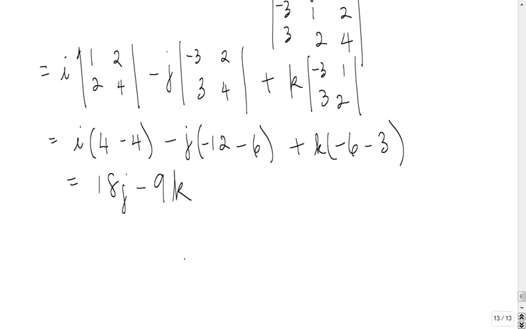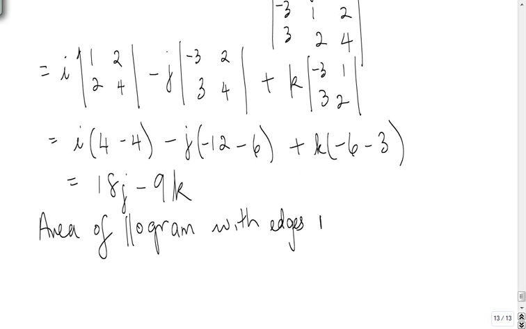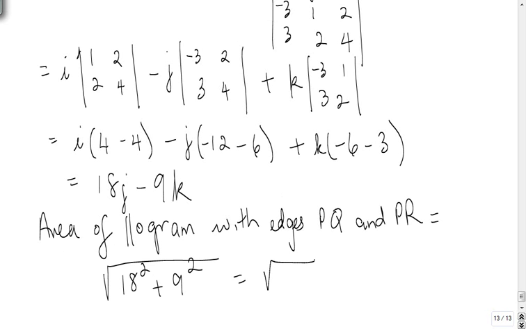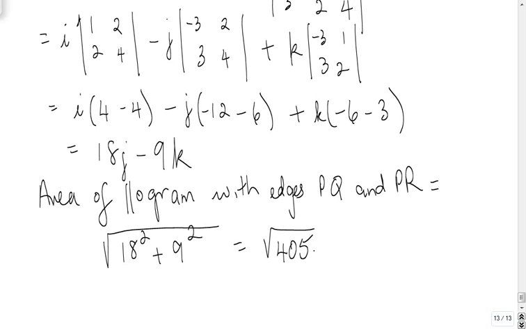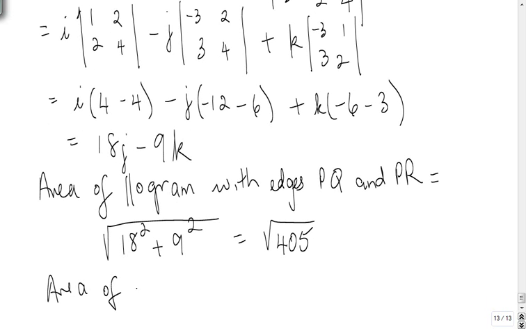Okay? So let's find the area of the parallelogram with edges PQ and PR. It is equal to the length of this, the square root of 18 squared plus 9 squared. When you work that out, you get square root of 405. And so the area of triangle PQR is half of the area of the parallelogram, which is the square root of 405 divided by 2.